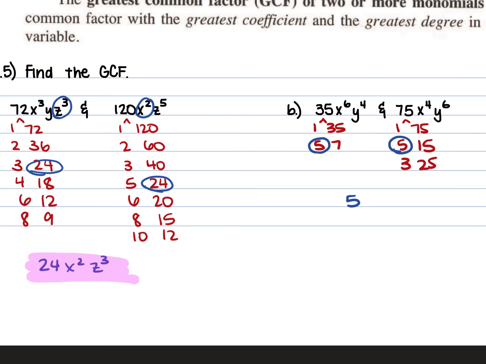From there, you have an x in both numbers. The smaller power is the 4, so keep the x to the fourth power. You have a y in both of these numbers as well, so keep the y with the smaller power, which is y to the fourth power. So 5x to the fourth power, y to the fourth power is our answer.